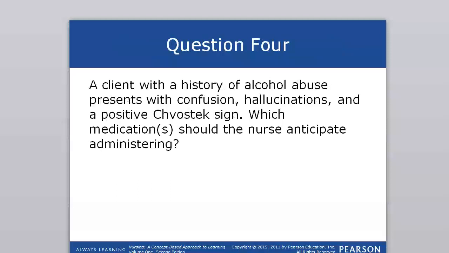Question 4. A client with a history of alcohol abuse presents with confusion, hallucination, and a positive Chvostek sign. Which medication should the nurse anticipate administering?